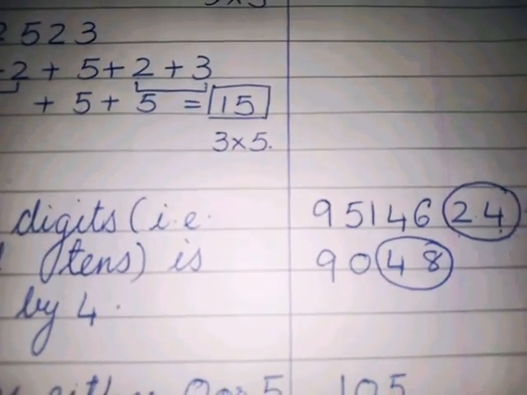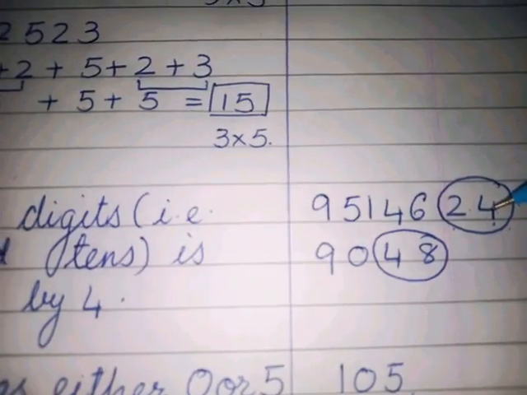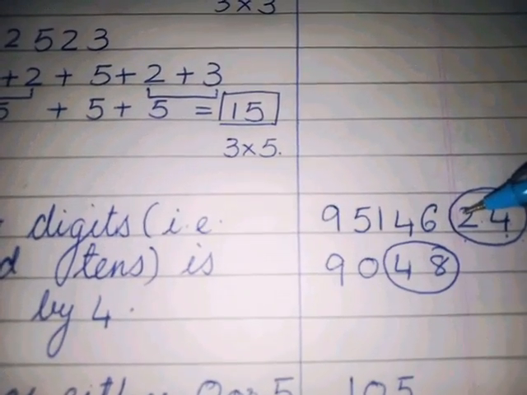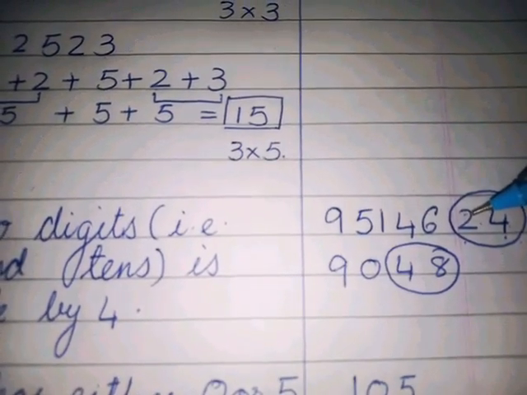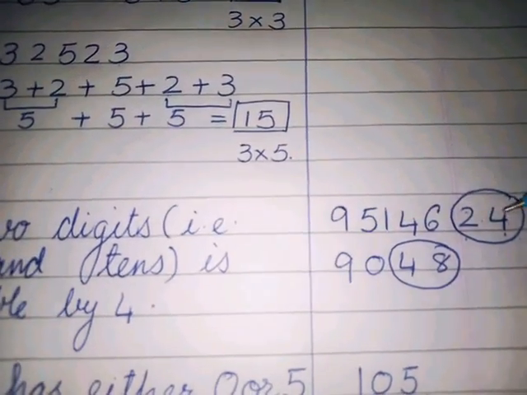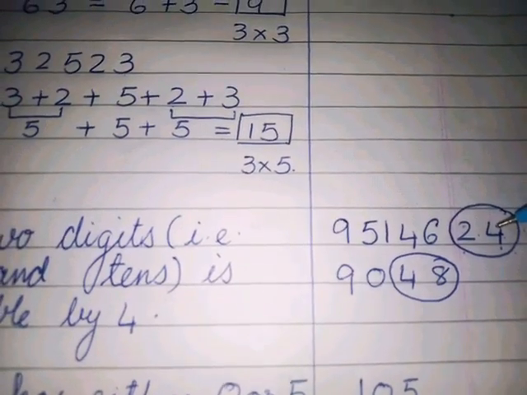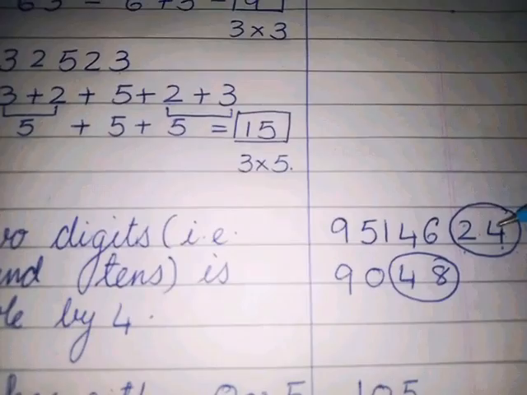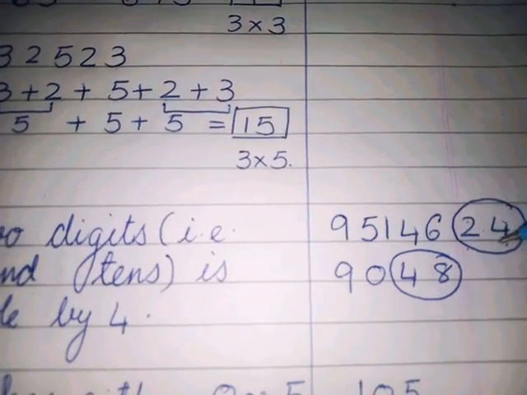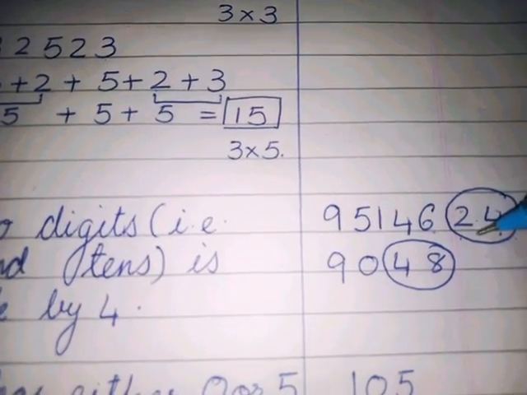We just need to take the ones place and the tens place of the number. So we can come to know that 24 is in the table of 4. We know that 24 is in the table of 4, 6 fours or 4 sixes. It's 24. So we can say that this number is divisible by 4.